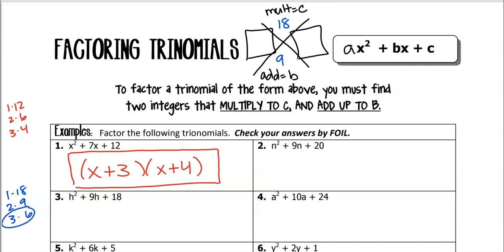I like that little combo, don't you? +3, +6. And I'm writing the signs on purpose because eventually some of those might be negative. Okay. So how do I write my answer?